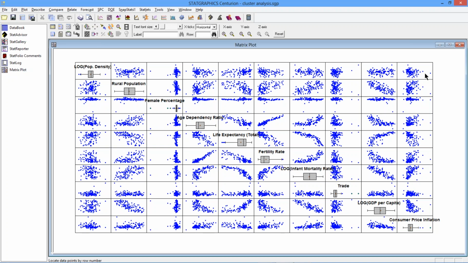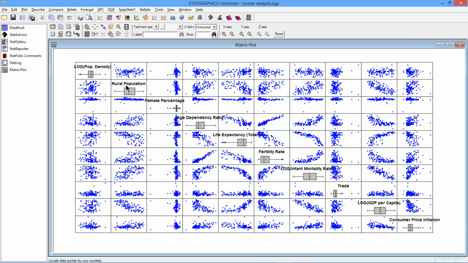Now, if you look throughout this graph, you'll see that there are certain variables that are very highly correlated with each other. For example, in this particular plot, you see the relationship between life expectancy and fertility. Fertility is the number of children per woman on average in a particular country. There's definitely a negative correlation between life expectancy and fertility. On the other hand, you see a lot of variables that don't have much correlation.